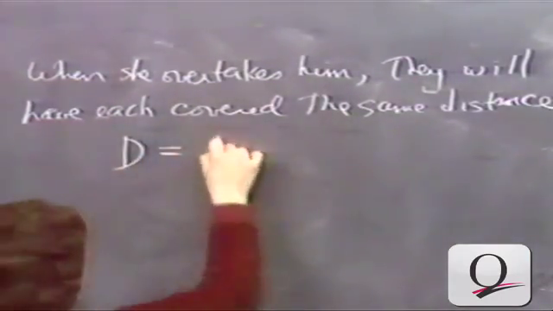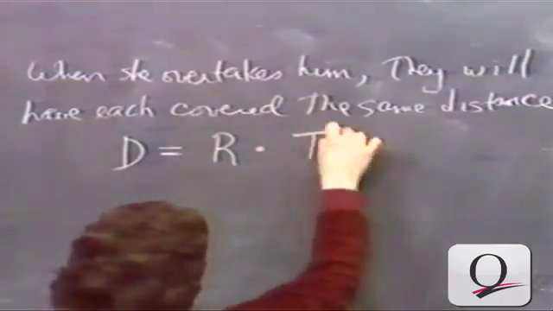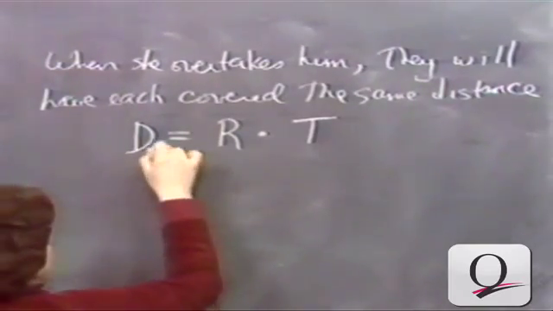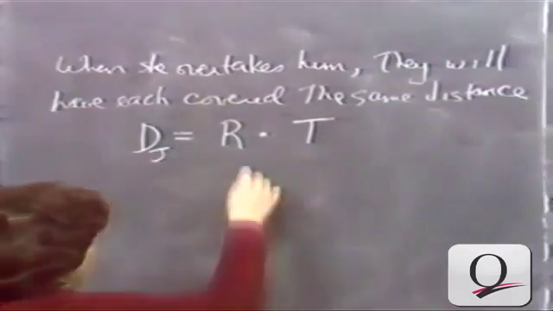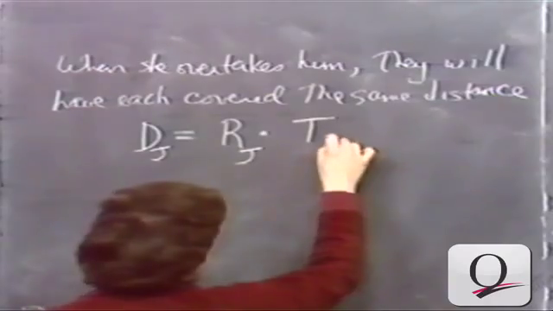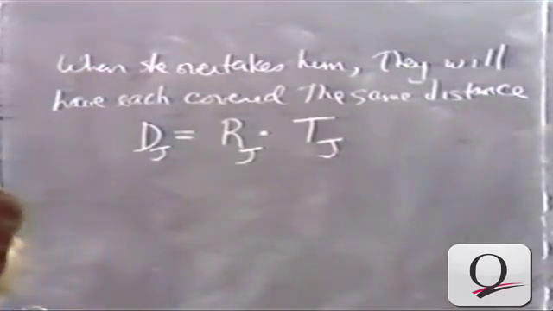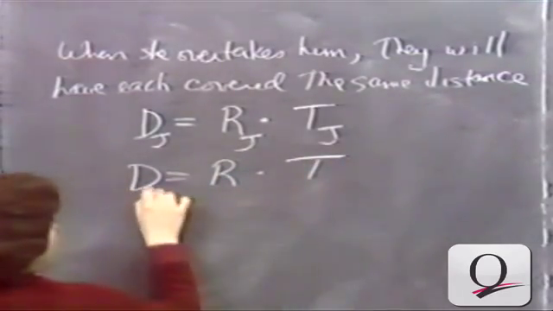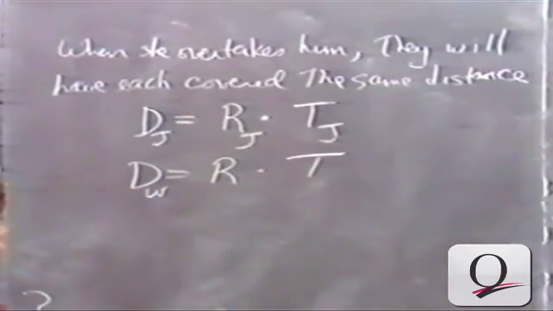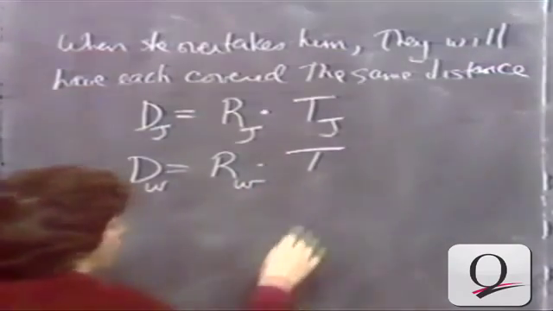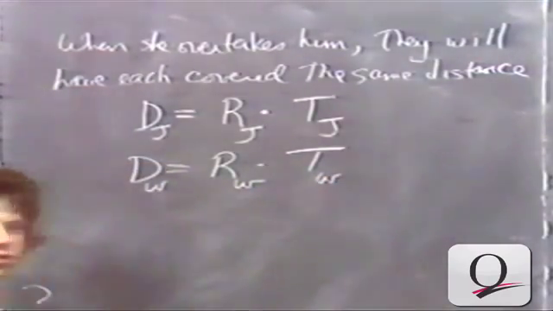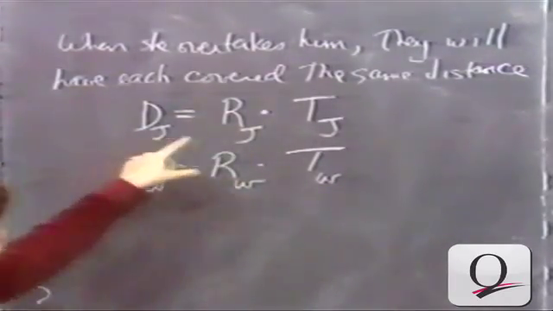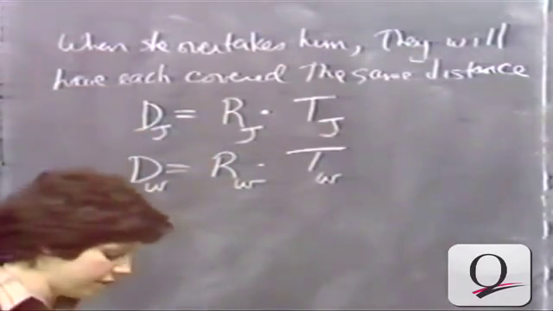Let's use our basic formula. Distance is rate times time. I'm going to use subscripts here to indicate that the distance that Jack travels is the rate that Jack is traveling at times the time that Jack travels. And the distance his wife travels is equal to the rate that his wife is traveling at times the time his wife travels. Our basic formula, D equals RT, subscripted for either Jack or his wife.